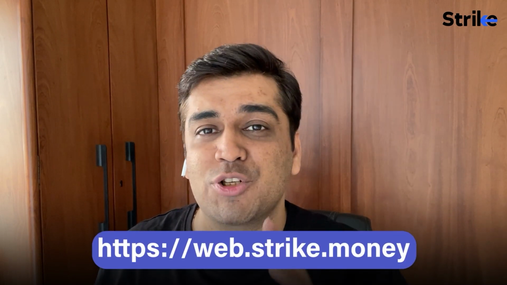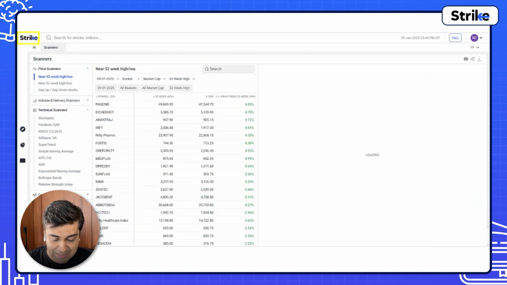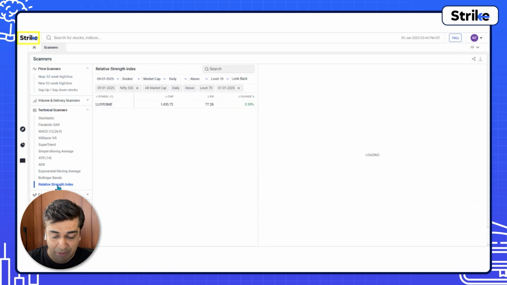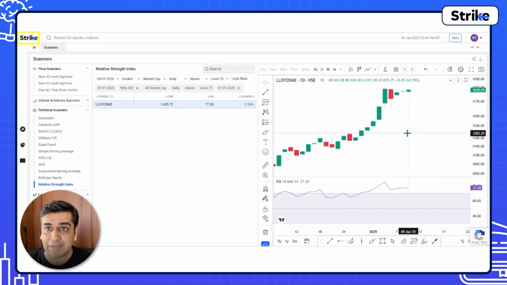Log on to web.strike.money, and over here you have a dedicated scanner section. In the scanner section, you simply select Relative Strength Index. From here, you select the basket of your choice and the time frame of your choice, in this case daily, and simply say I want stocks in which RSI is above 70 levels, and look back from 1st of January. So over here you get a list of stocks, Lloyd's SME, where the RSI has been above 70 since 1st of January. So that's how simple it is, and you can do your further analysis.